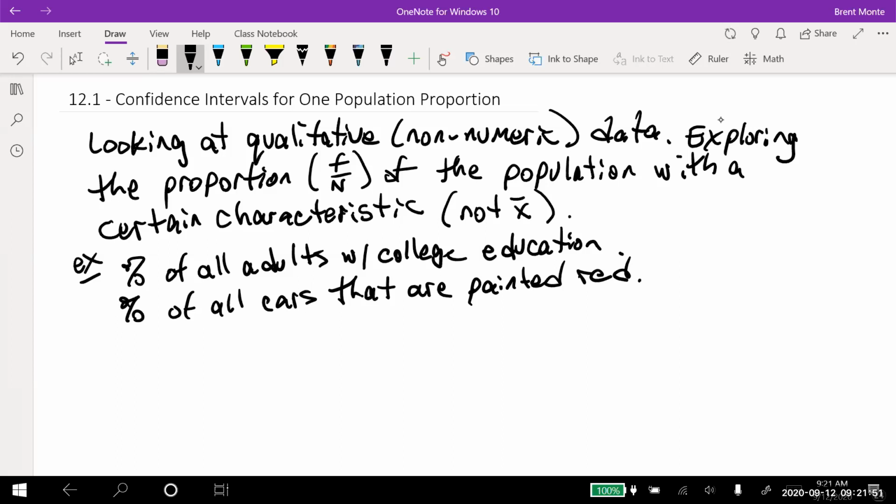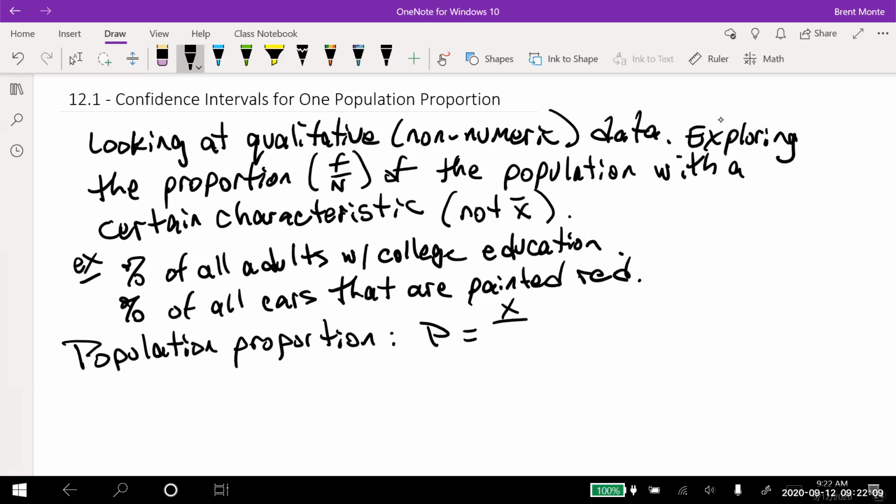Now, what we're going to look at is the population proportion. We're going to call that P. What P is going to be is X, the number of values from our population that have the characteristic, over capital N, our population size, where X equals the number with the characteristic.